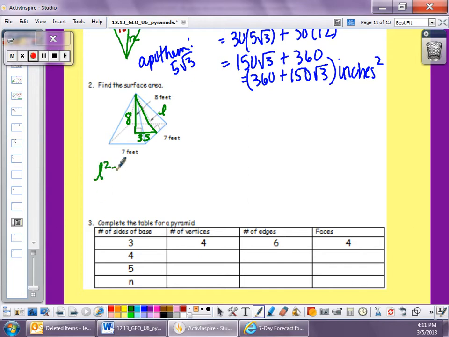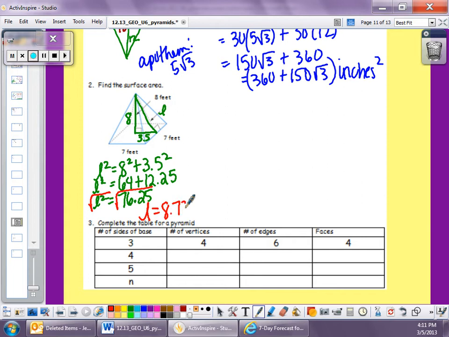So L squared equals 8 squared plus 3.5 squared, which gives me 64 plus 12.25, which then gives me 76.25. Remember that this is all equal to L squared, so to get L by itself, I have to take the square root. So my slant height is 8.732124598. And I'm only going to round my final answer, so carry all those decimals.